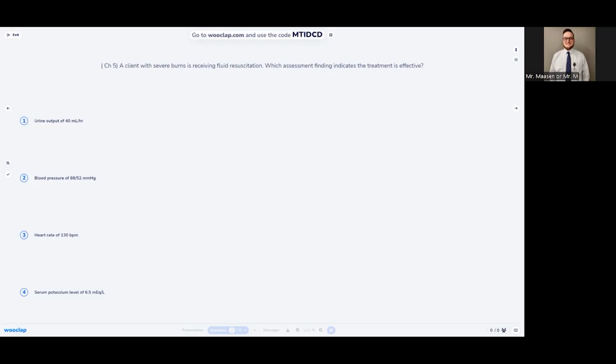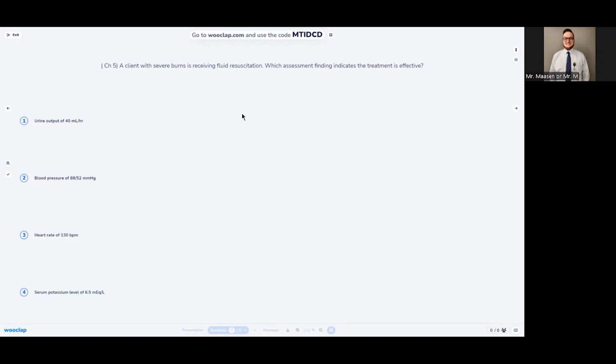So questions to kind of help us understand all this. Client with severe burns are receiving fluid resuscitation. So we're giving them some IV fluids. Which assessment finding indicates the treatment is effective? So these are some more NCLEX style questions I thought we would throw here at the end to try and think about it. So this is asking which assessment indicates that me giving them IV fluids is working effectively.